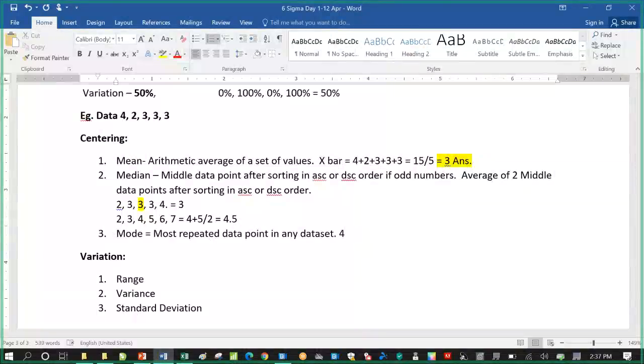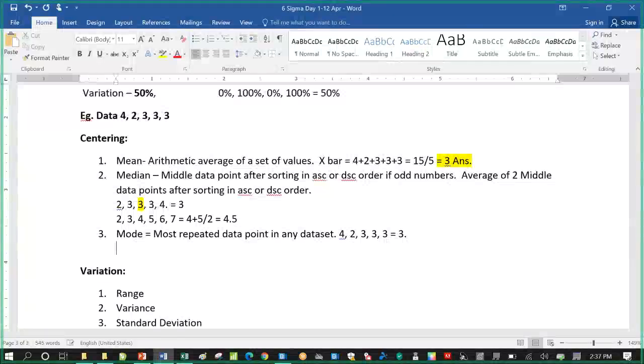Okay. So here, 4, 2, 3, 3, 3. So here the answer is 3. Very good. What if we have all different numbers?